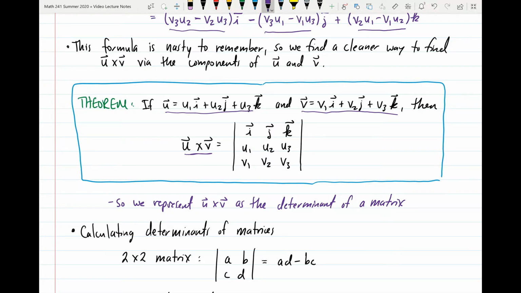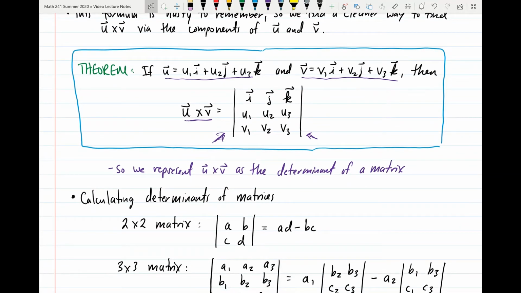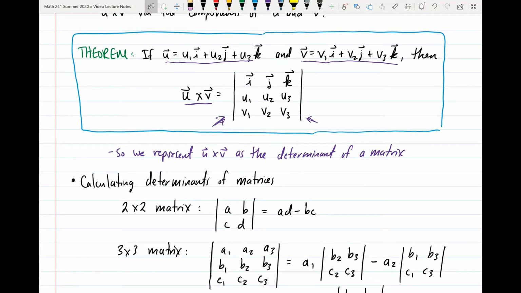If you're really unfamiliar with what a matrix is, it's just an array of objects. So I'm literally just writing objects in rows, and that's going to be called a matrix. And these vertical lines that I've put on either side of the array of objects represent or denote the fact that I'm taking the determinant of the matrix. If you don't know what a determinant is, that is okay. We'll talk about it enough to be able to use it in this context below.